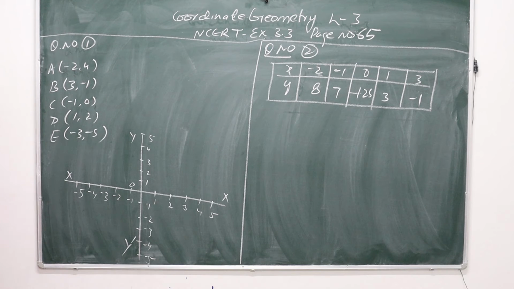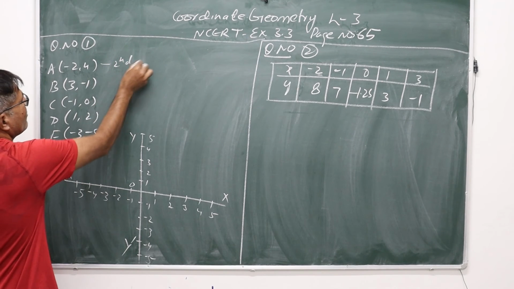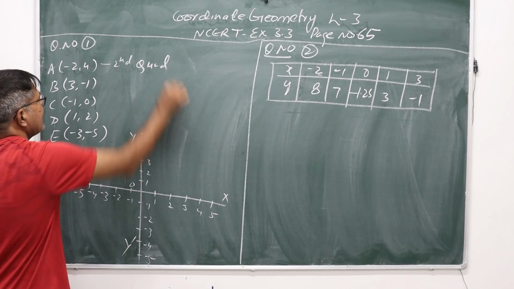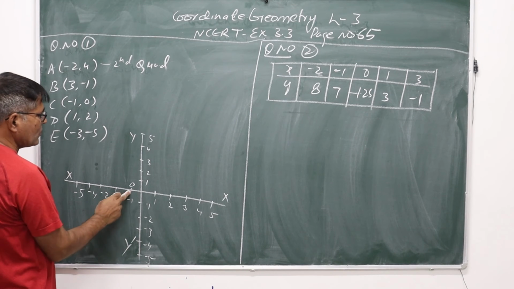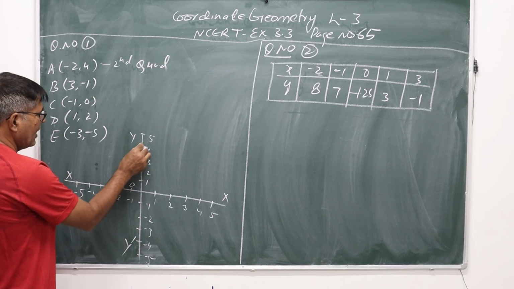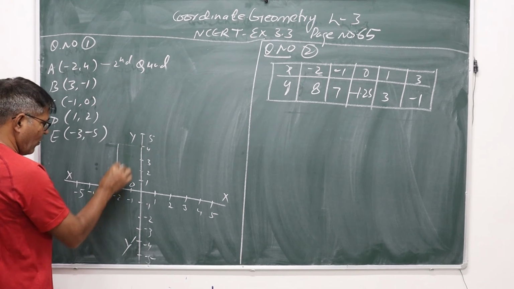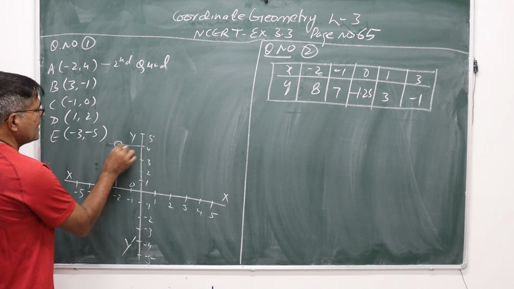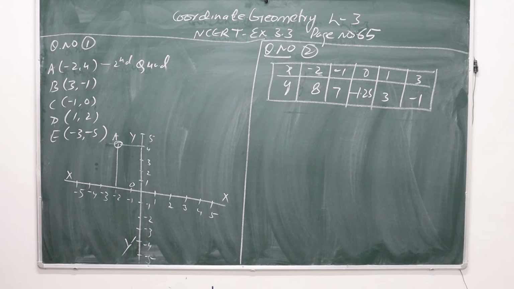Now the first point is (-2, 4). X coordinate is negative, y is positive. So this lies in second quadrant. सेकेंड क्वाड्रेंट ये है, देखो x -2, -1, -2, y पॉजिटिव 4 है, तो 1, 2, 3, 4. इन दोनों पॉइंट का जो इंटरसेक्शन होगा (-2, 4) का, this point is your A coordinate and which lies in the second quadrant.